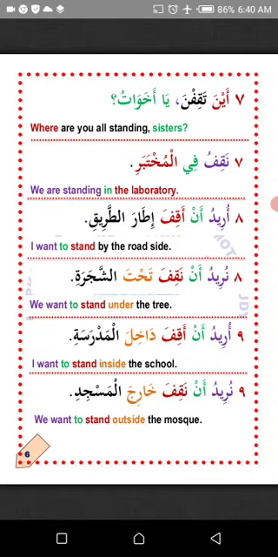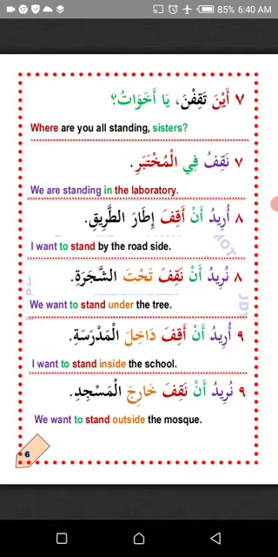Number 9. أريد أن أقف داخل المدرسة. أريد أن أقف, I want to stand. داخل المدرسة, inside the school.